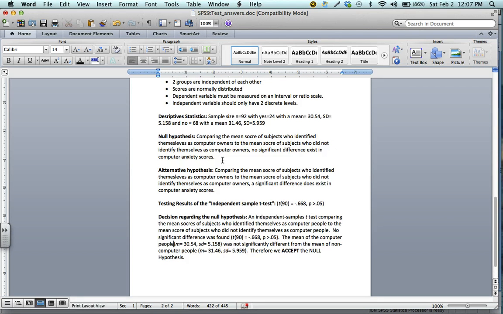So what we're saying at the end of the day is it doesn't matter if you have a computer or you do not have a computer. Essentially your computer anxiety is the same according to this data set we have.